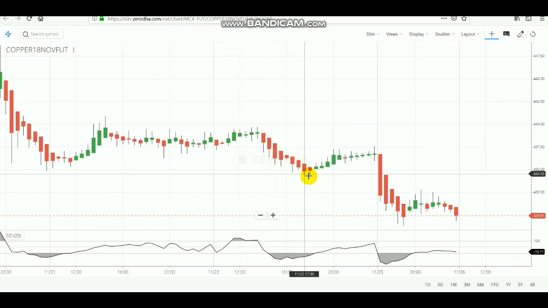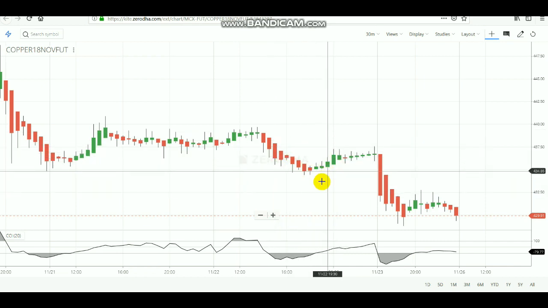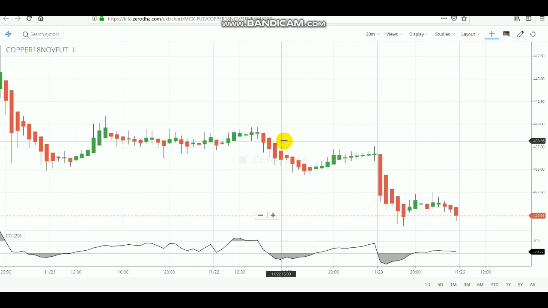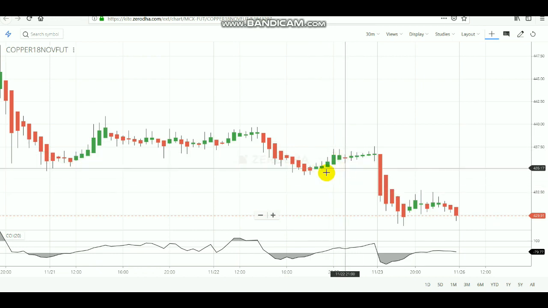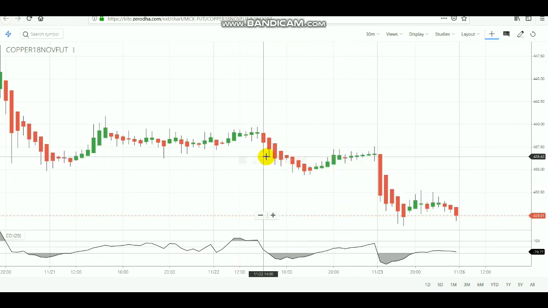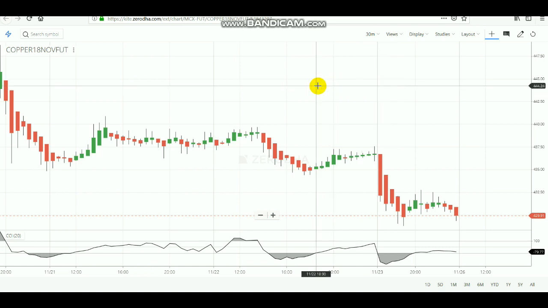Kindly don't re-enter during the evening trade, because in the evening it fluctuates more. CCI is not working very well in evening trade. In morning trade it is working very well, and 30 minutes gives its best accuracy, because I have studied so many timings. This 30 minutes gives more accuracy for copper and for other stocks also.